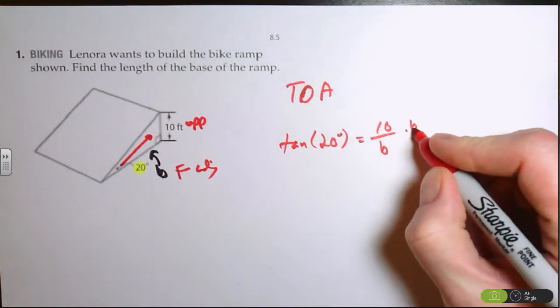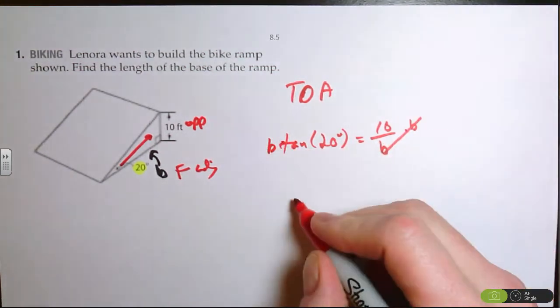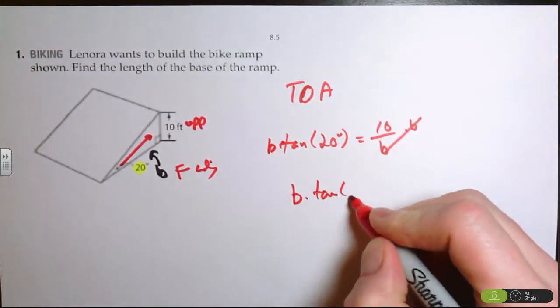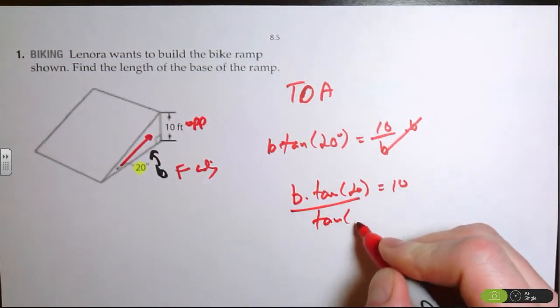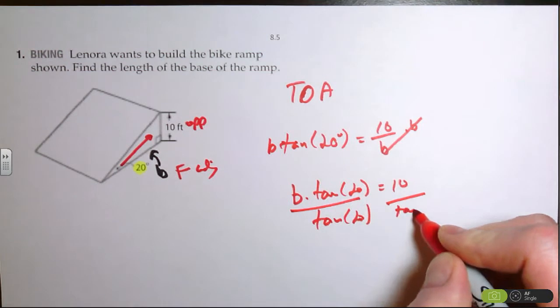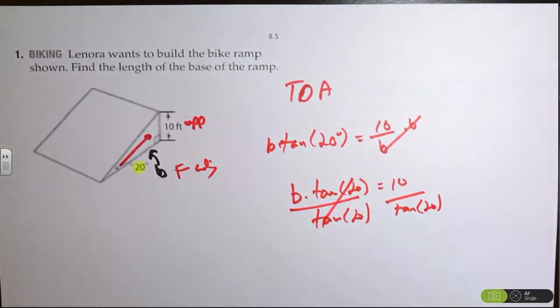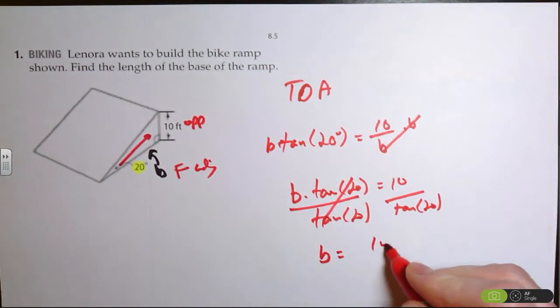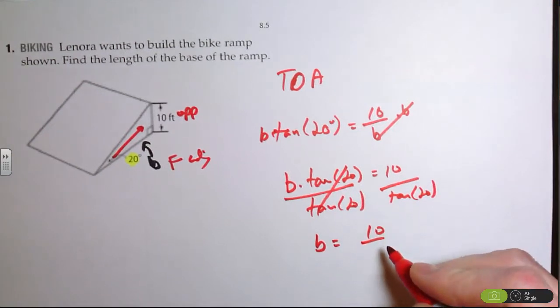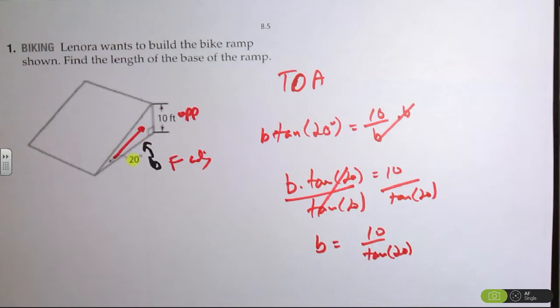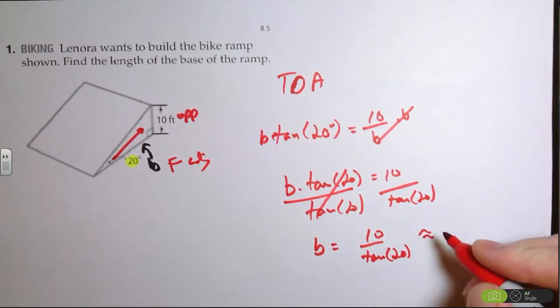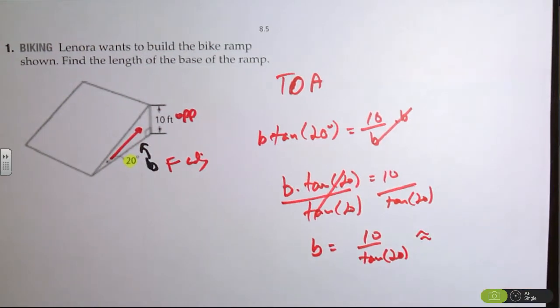And to solve for b, multiply both sides by b. b times the tangent of 20 equals 10. Divide by the tangent of 20, and then b equals 10 divided by the tangent of 20. Now that's our exact answer. Again, ACT will take an exact answer.